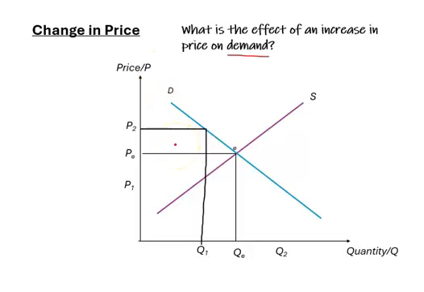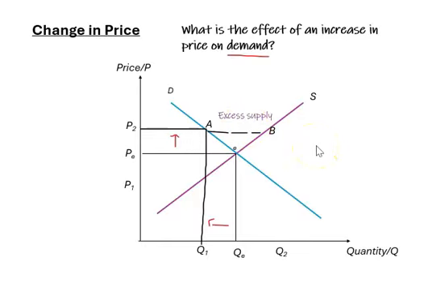So the effect is that as price increases to P2, quantity demanded decreases to Q1. And the movement is along the demand curve, moving from equilibrium to point A on the demand curve. And at point A, we can see that there is a gap between supply and demand. And supply is greater than demand. Therefore, there is an excess supply in the market.